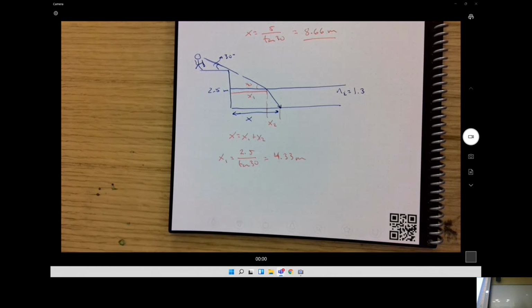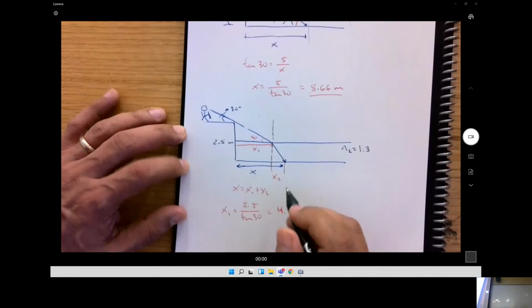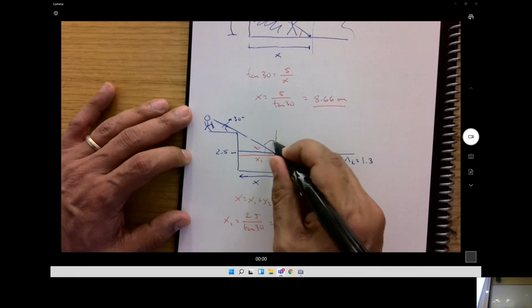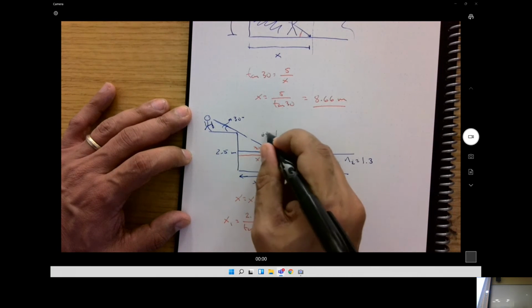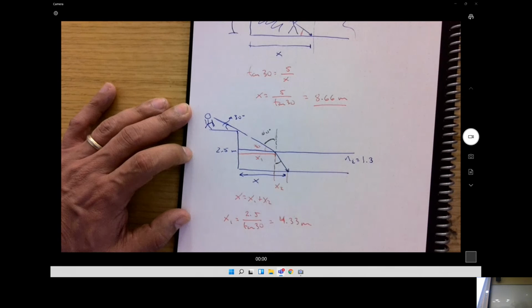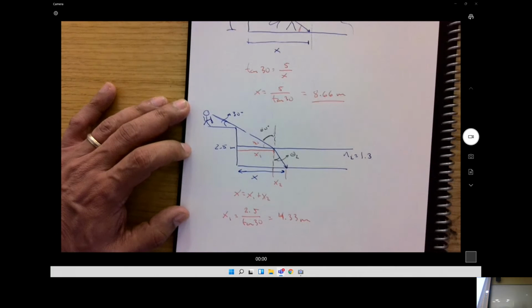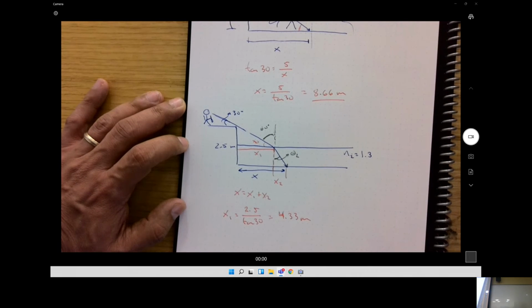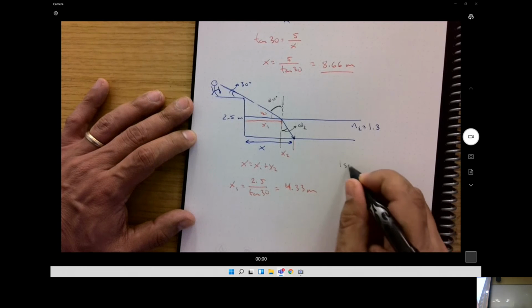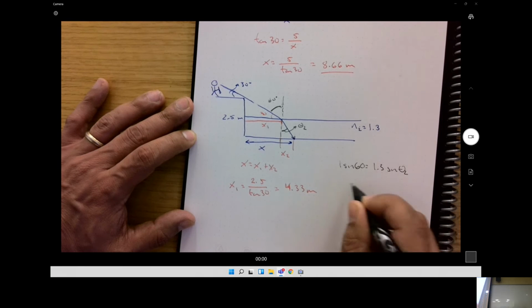Snell's law. Now to use Snell's law, remember that we need to look at the angle along the normal incidence. So to use Snell's law, I don't need the 30-degree angle. I need this angle over here, the 60-degree angle. And what I'm going to calculate here is this angle that I'm going to call theta 2. So I'm going to have 1 sine of 60 equals 1.3 sine of theta 2.